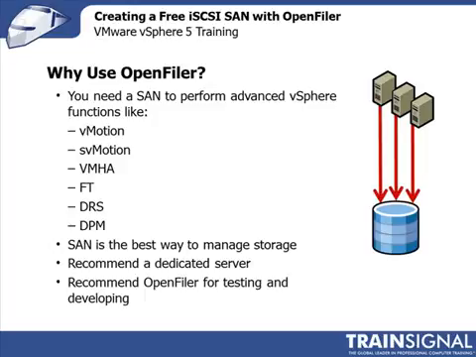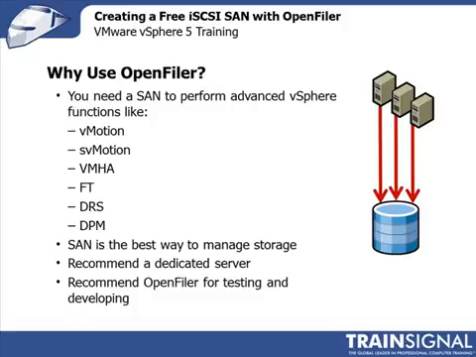So what is OpenFiler and why would you want to use it to create a free iSCSI storage area network? Let's first start off with why you would need a storage area network to begin with. You need a SAN to perform advanced vSphere functions like vMotion, storage vMotion, VMware high availability, fault tolerance, distributed resource scheduler or DRS, or DPM, dynamic power management. These advanced vSphere features require shared storage, and that shared storage is your storage area network.